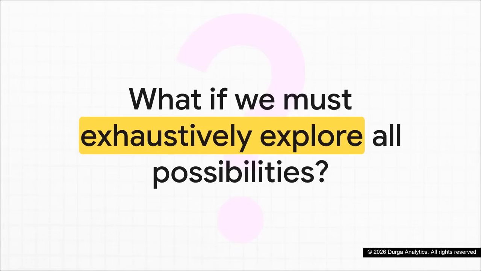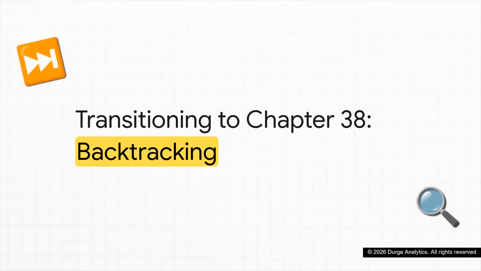But what if our software requires us to exhaustively, yet cleverly, explore every single possibility to find an answer, rather than just the absolute shortest route? That exact question sets the stage perfectly for our next chapter, Chapter 38, on backtracking, where we're going to dive headfirst into exploring those massive decision trees.